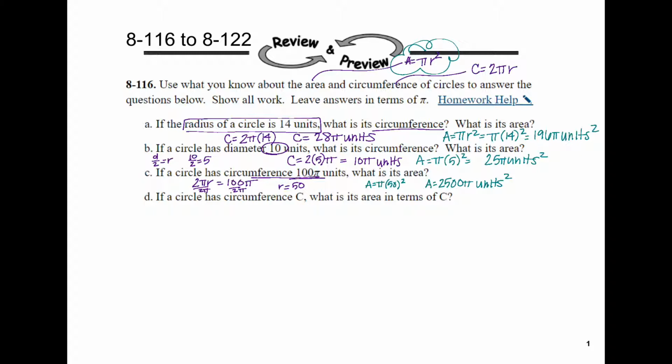If a circle has a circumference, C, so circumference equals 2 pi r, what is its area in terms of C? So the first thing we need to do is solve our formula for the radius. So I'm going to divide by 2 pi. So the radius is equivalent to the circumference divided by 2 pi. I then am going to substitute that into my area formula, which is pi times the radius squared.